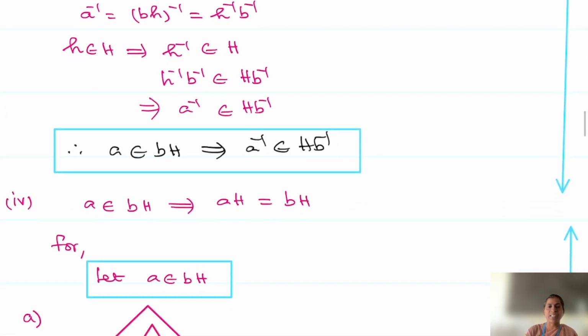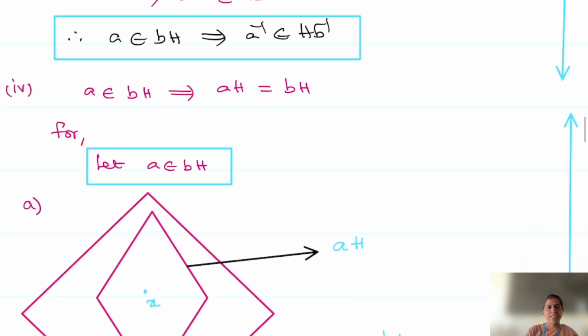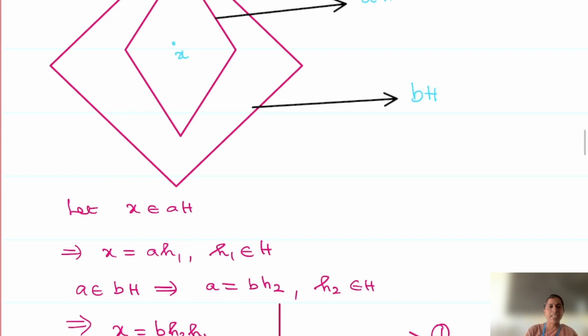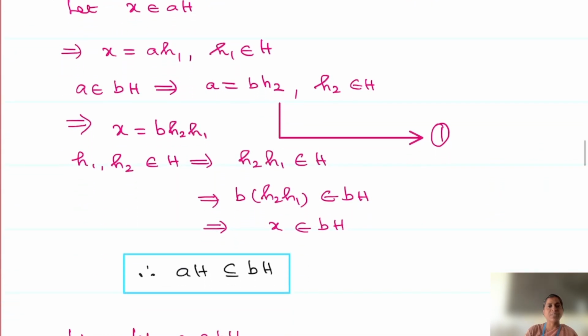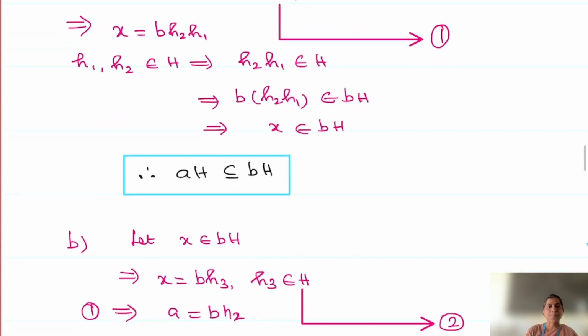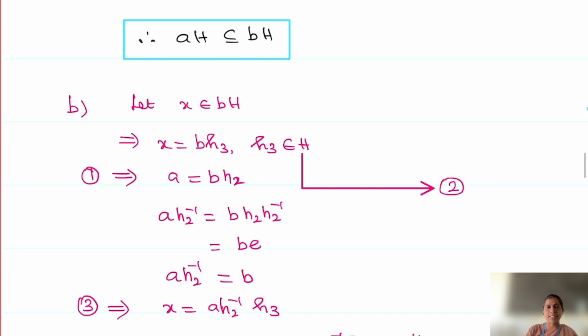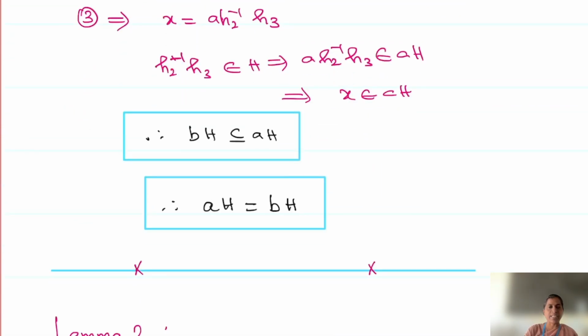Then the fourth one, A in BH, then we have to prove that AH is equal to BH. Therefore, we have to prove two cases: AH is a subset of BH and BH is a subset of AH. Therefore, AH is a subset of BH means we follow this method and we prove that AH is equal to BH. And this is the next case, we prove this way. Then we prove that AH is equal to BH.